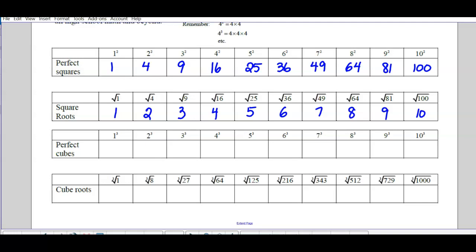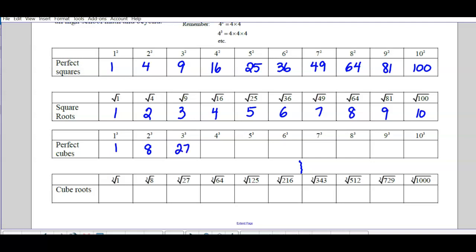So, perfect cubes. Now we're cubing a number. So I did go up to 10 here. Really, probably we're best to know up to maybe 6 cubed and then skip to 1,000 because that's pretty easy to figure out. In any case, let's do this. So 1 cubed is still going to be 1. So 2 cubed, that's really 2 squared times 2. So that's going to be 8. 3 cubed is really 9 times 3.